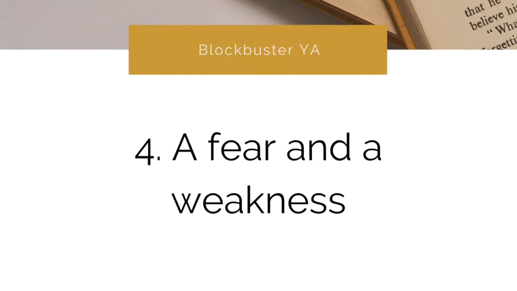4. A fear and a weakness. Part of having a sympathetic backstory is that it gives them a fear and a weakness. For Voldemort, his failure to understand love results in his downfall. He also fears death and will do anything to avoid dying, including ripping his soul into 7 pieces, which of course defines Harry Potter's goal and moves the plot.